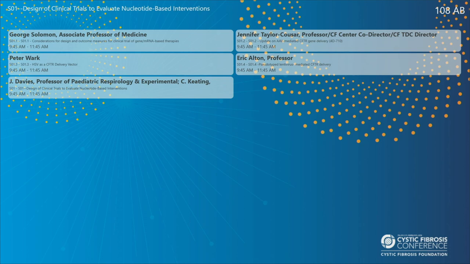Just while we're on that point, somebody has put a question on the app related to the HSV and whether there's any data about mucus penetration with that. Peter, please. So again, it was applied to the non-human primate model and so was able to get into lung tissue quite effectively. But of course, that's not CF mucus. So really the same point, I think.